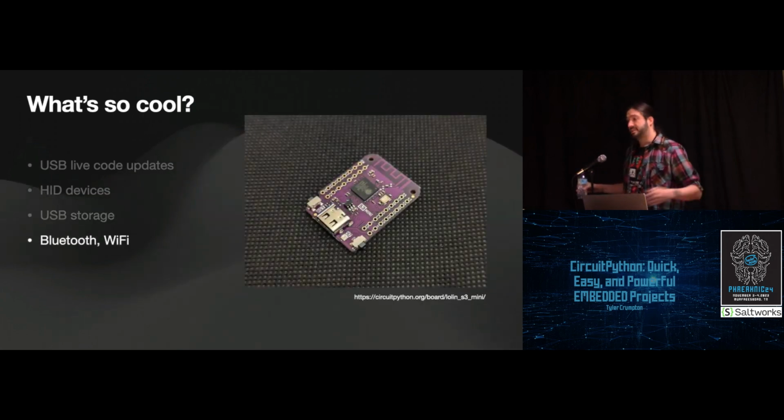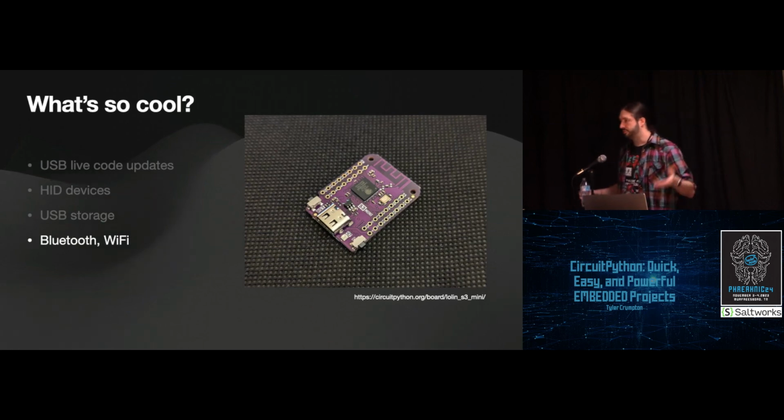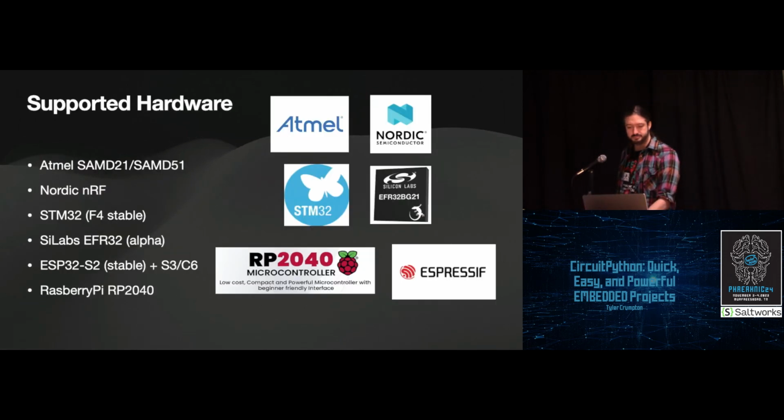And then one of the cool things that I mostly work with on CircuitPython is that it has access to Bluetooth and Wi-Fi on certain platforms. So if you have an ESP32 S3, you have Bluetooth and Wi-Fi available to you. And it has a bunch of really nice APIs to make it really easy to connect to Wi-Fi, broadcast Bluetooth beacon packets, and all that kind of stuff.